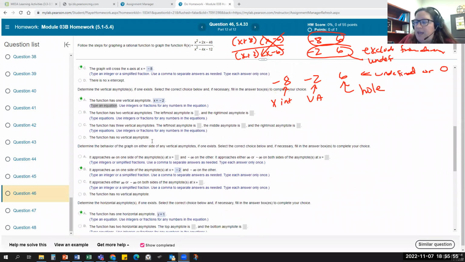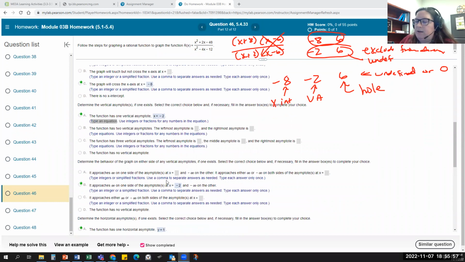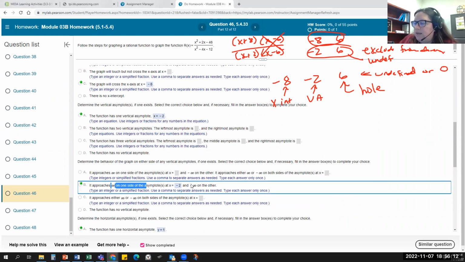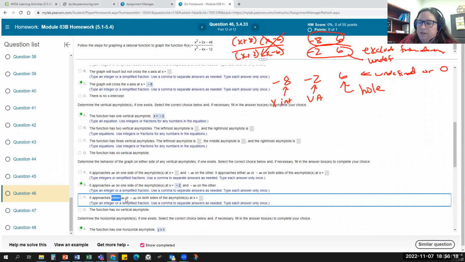It asks about the behavior for the vertical asymptote. So again, was the factor squared or not? If it's not squared, it's going to have that opposite type of behavior where it's up on one side, down on the other. If it's squared, it'll be the same on both sides. So you have approaching infinity on one side and negative infinity on the other for not squared. If you do have a squared factor, it would approach either positive infinity on both sides or negative infinity on both sides. So this type of answer.